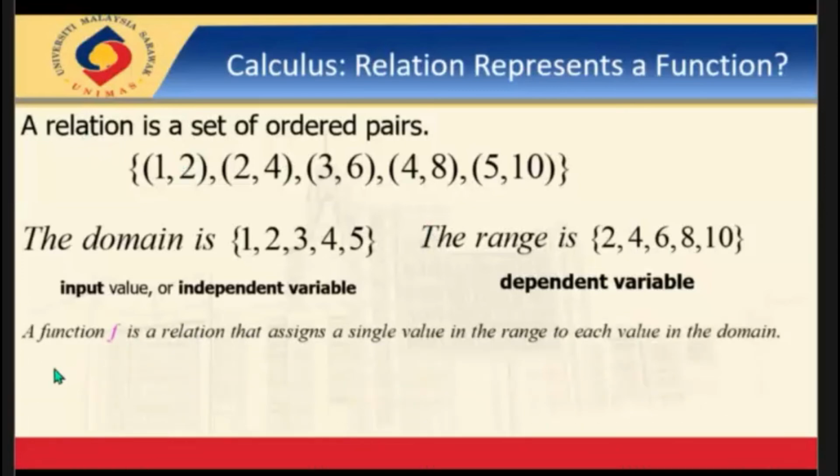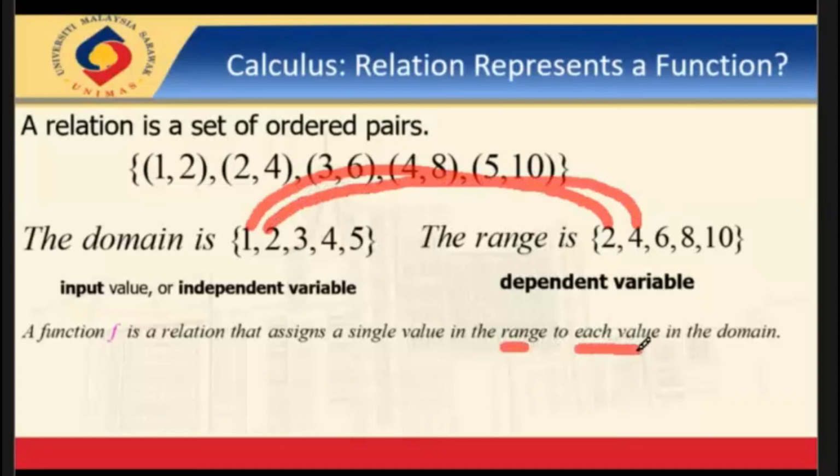A function f, mostly we represent it by f in mathematics, is a relation that assigns a single value in the range to each value in the domain. Read the definition carefully. It is a relation that assigns a single value in the range. This one to this one, this one to this one, a single value in the range to each value in the domain. Every value has a single value in the range.